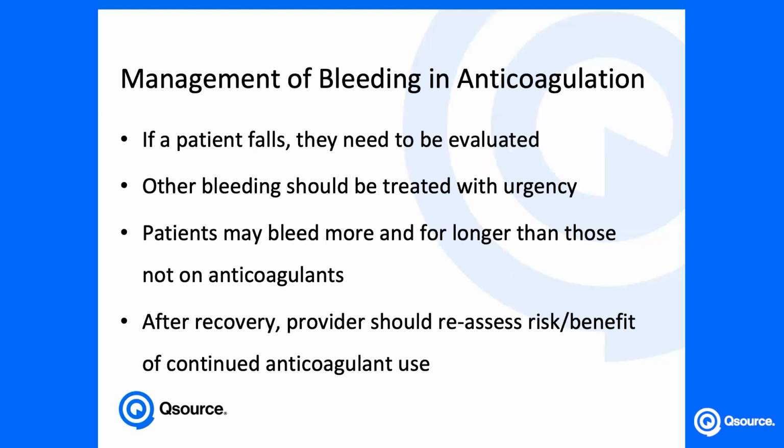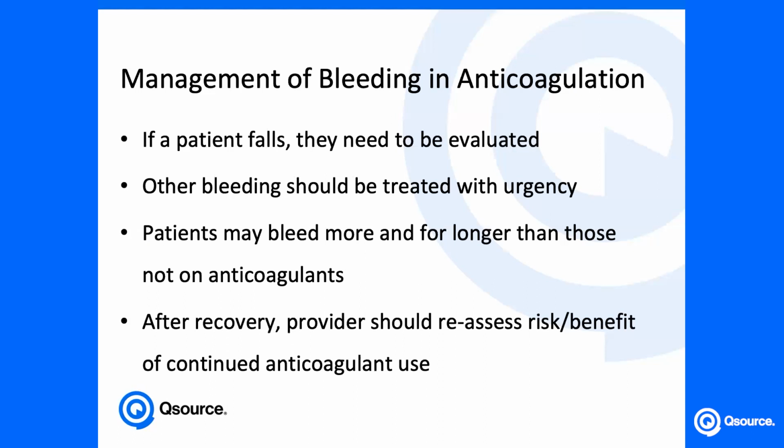How do we manage patients if they have a bleeding event? If a patient falls, especially if they are unattended or it's an unwitnessed fall, they need to be evaluated, because they are going to be at increased risk for a traumatic brain bleed. And so we want to make sure we're staying on top of that. The sooner that we can get that person identified as having had that, the better their outcomes are.